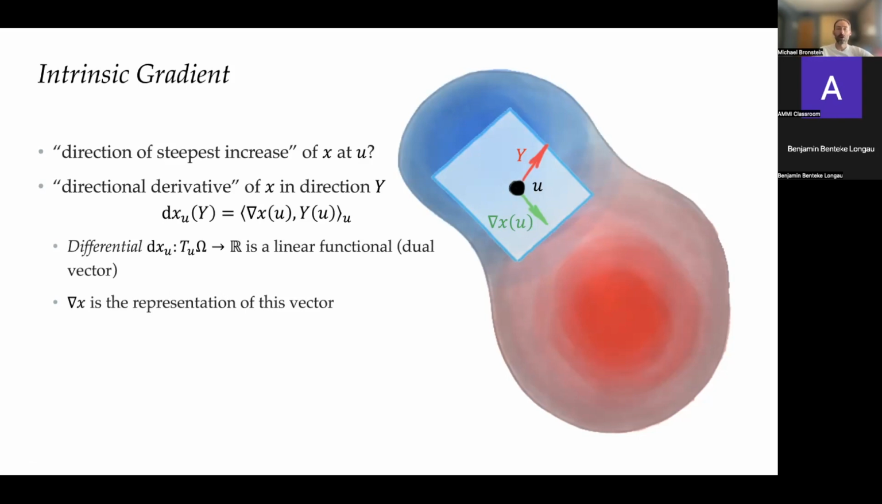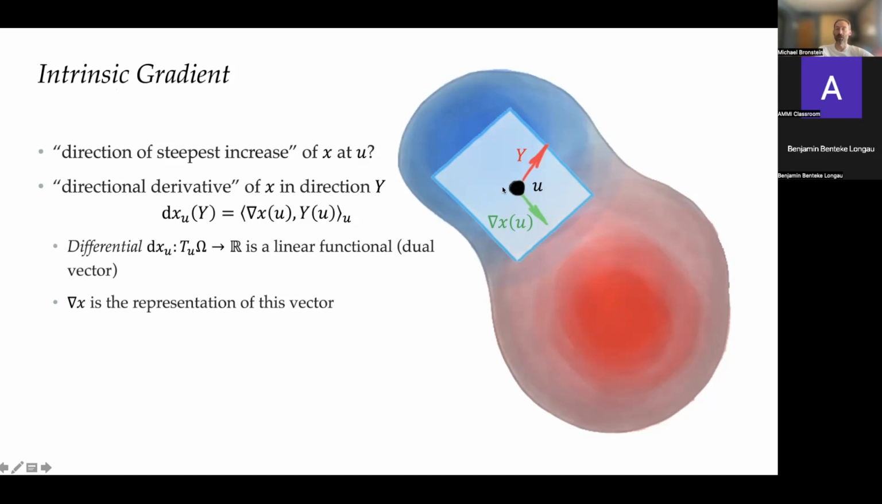Okay. Now we know from functional analysis that every dual vector has a representation as a vector. This is called the Riesz representation theorem. So basically, every linear functional on vectors can be written like this as an inner product, right?